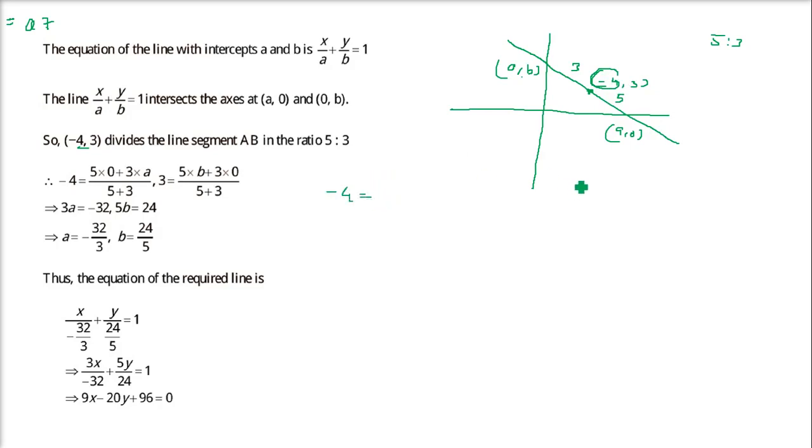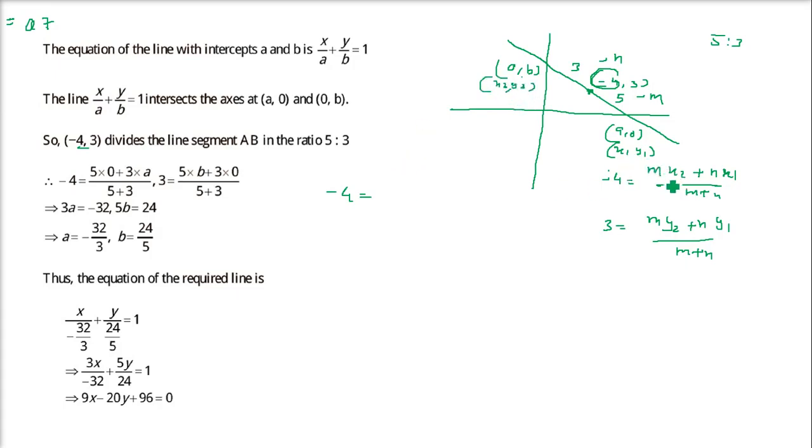Let me write the section formula for you. This is m and n, 5 is m and n is 3. So m x2 plus n x1 by m plus n is your x coordinate, and this x coordinate is minus 4. For the y coordinate, it's 3, and this is going to be m y2 plus n y1 by m plus n. Always take a, 0 on the x-axis as x1, y1, and the other one as x2, y2. Please remember.